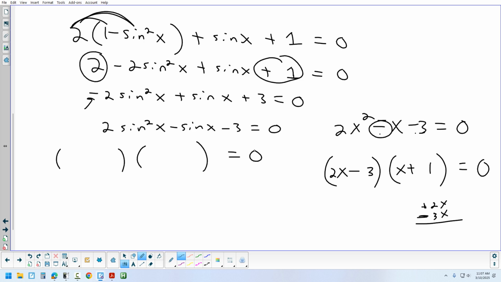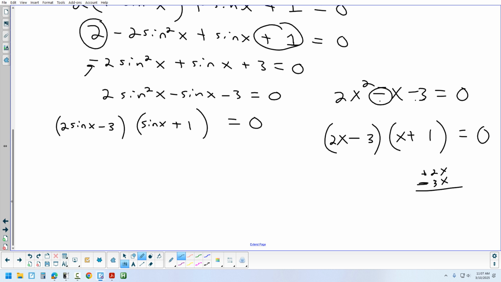Now let's do the same factoring over here. We're not going to have 2x minus 3. We're going to have what for that first factor? 2 sine x minus 3. And my second factor? Sine x plus 1. And if you check it, 2 sine times sine is 2 sine squared. 2 sine times 1 is 2 sine. Take away 3 sine. 2 take away 3 is negative 1. Perfect. And negative 3 times 1 is negative 3. All right, so that's the hard part, factoring it.